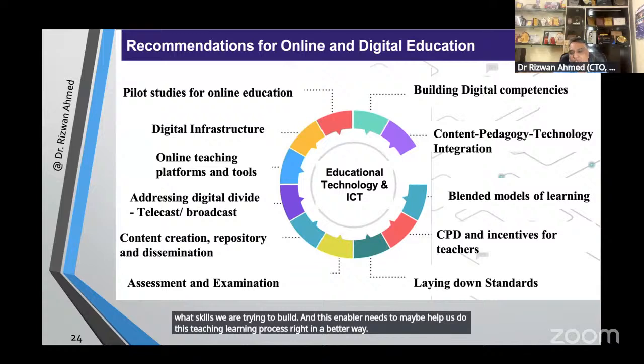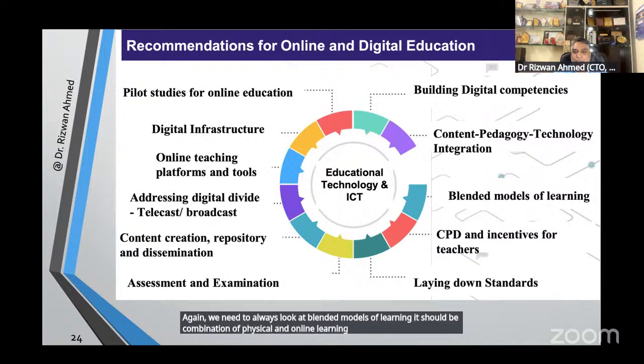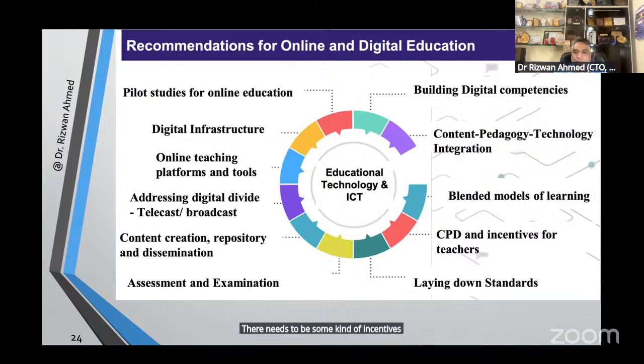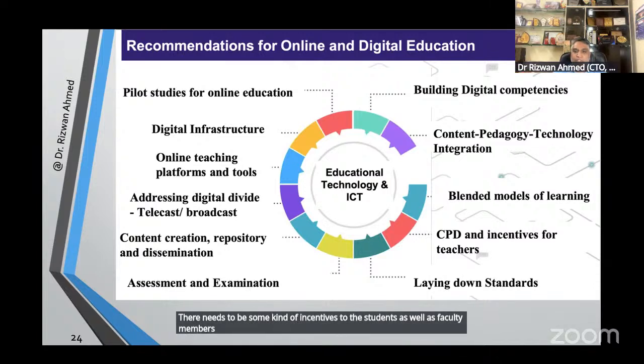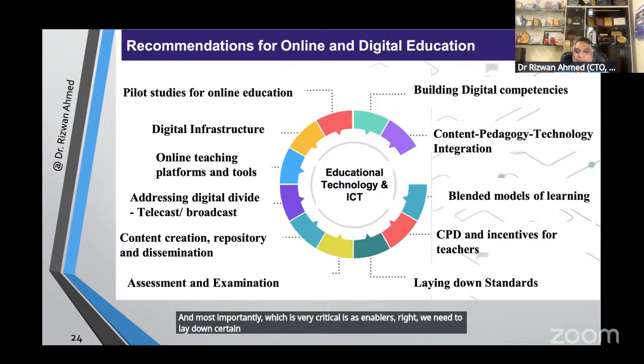Again, we need to always look at blended models of learning. It should be a combination of physical and online learning, experiential learning as much as possible. There needs to be some kind of incentives to the students as well as faculty members, professors, and instructors who are creating these ICT solutions. And most importantly, which is very critical, as enablers, we need to lay down certain standards. And we are seeing that already happening in many cases.